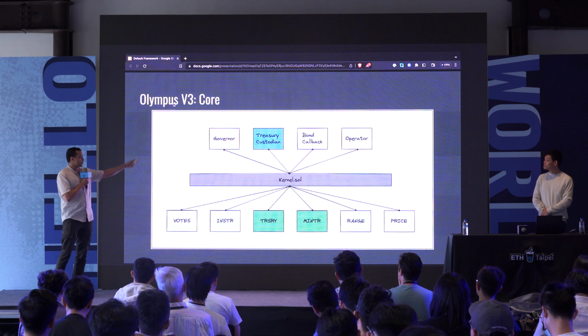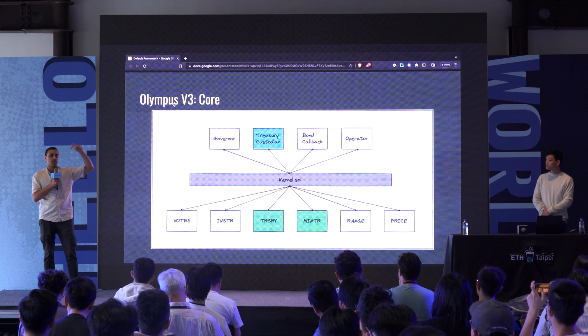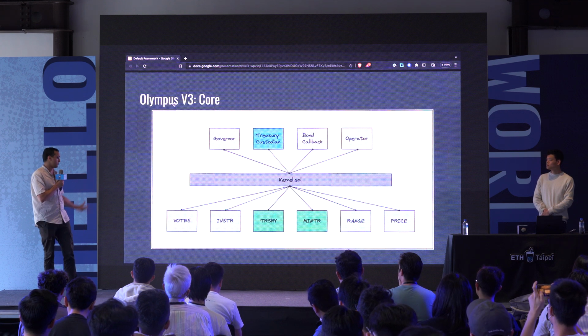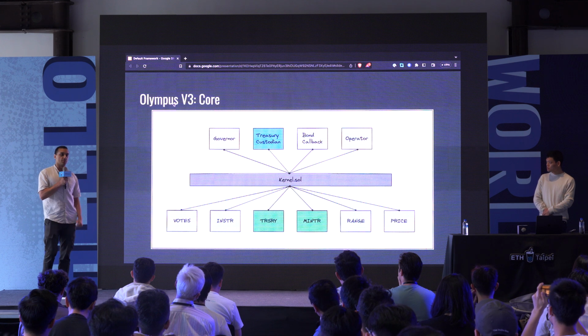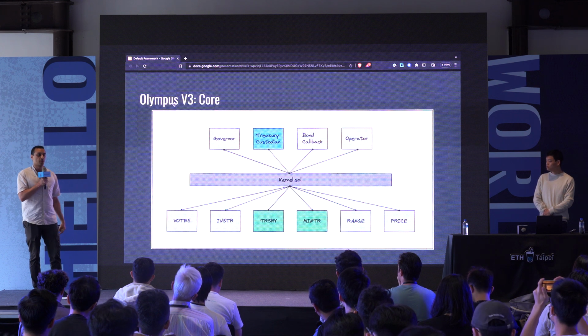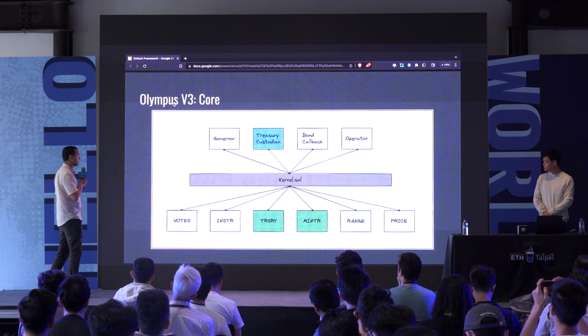And then we have a treasury custodian, which is a policy that just manages the treasury contract in case of whatever issues we need. Sometimes we have to do a swap or something like that. So that's what we use the treasury custodian for.